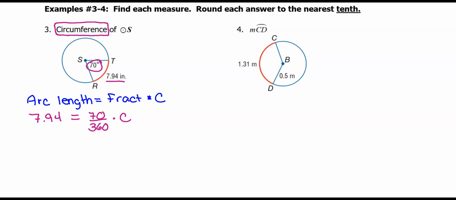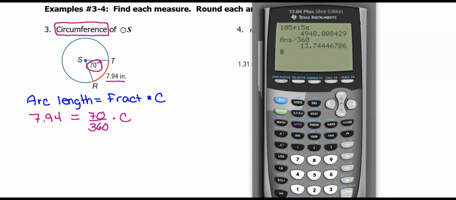Let's go grab our calculator out and reduce this fraction on the right. 70 divided by 360. I want to turn it into a decimal. And I get 0.19444. Use as many decimals as possible. I'm going to actually use them all in a second because I'm going to use my calculator. To solve for the circumference, I got to do the opposite of multiplying, which is dividing. So divide on both sides.